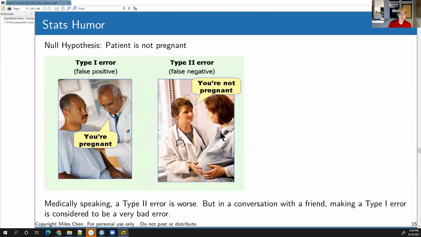And so from a medical standpoint, the type 2 error is worse. We want to make sure that people who are pregnant are getting the medical treatment and medical care that is appropriate for a pregnant person. But in a conversation with a friend in a social setting, a type 1 error is considered to be a very, very bad error. And so that's what we have, depending on the context.